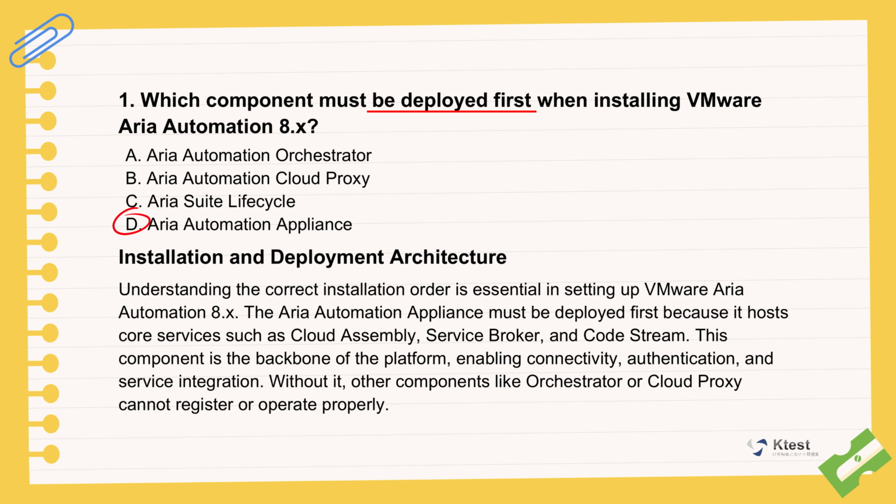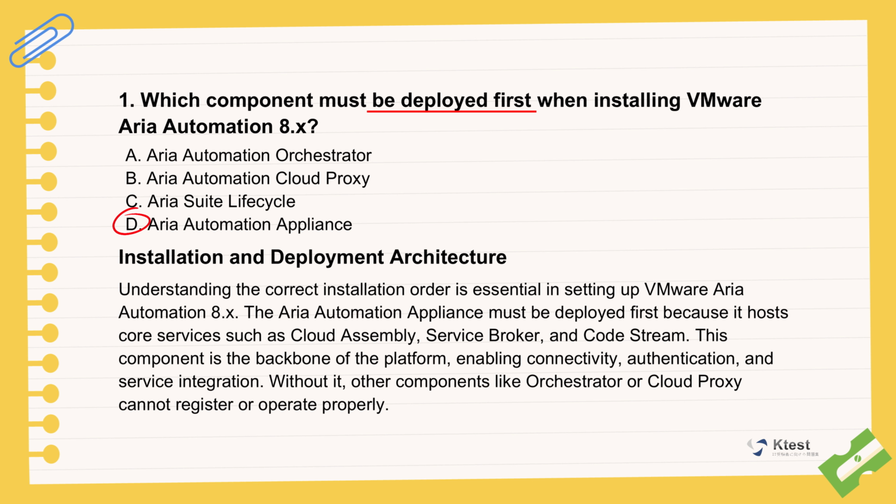Okay, so let's dig into this a bit. Why this piece first? It seems like maybe just another box to check. Well, it's much more than just another component. Think of it like the central nervous system, or maybe the command center for Aria Automation. Okay, command center. I like that. Yeah, because this one appliance hosts the core services that make everything else happen.